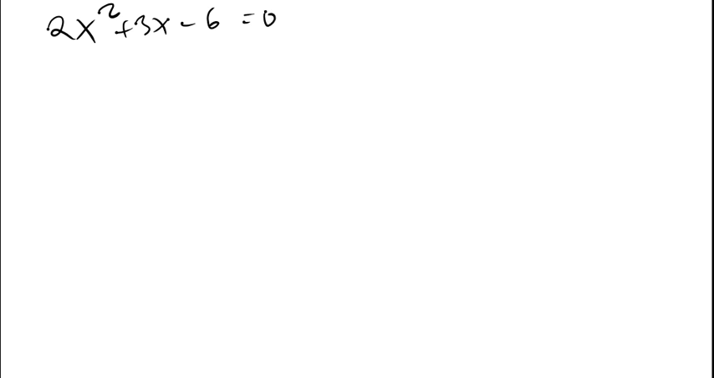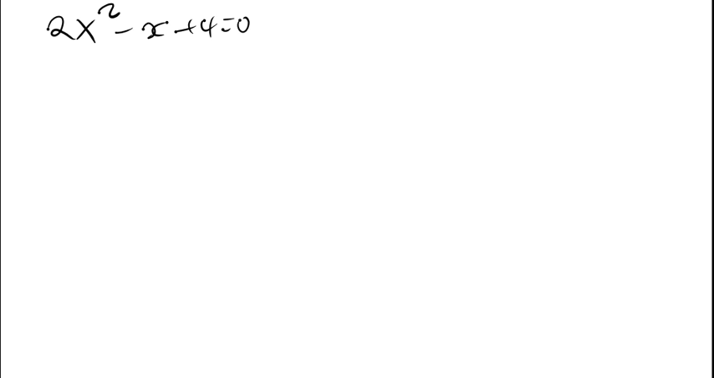The question is, the roots of the quadratic equation 2x squared plus 3x minus 6 is equal to alpha and beta. Find the value... No, sorry. This is not the question. It is 2x squared minus x plus 4 is equal to 0. Now let me read the question. The roots of the quadratic equation 2x squared minus x plus 4 is equal to 0 are alpha and beta.